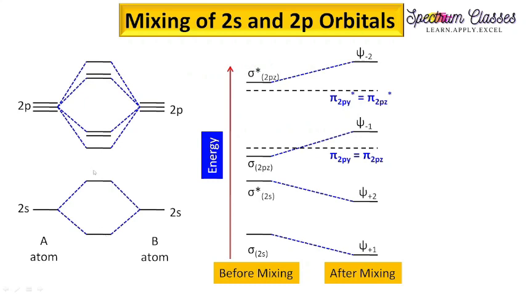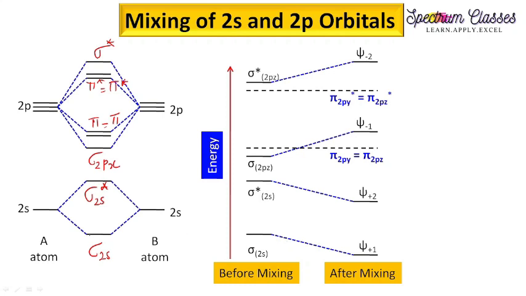So normally we follow this order. By the overlapping of 2s we get this sigma 2s, and here we have sigma star 2s. Here is the sigma 2px, and here are pi and pi, and here is again our pi star, and now we have sigma star. So this is the order which we need to follow, but up to nitrogen we are not following this order.